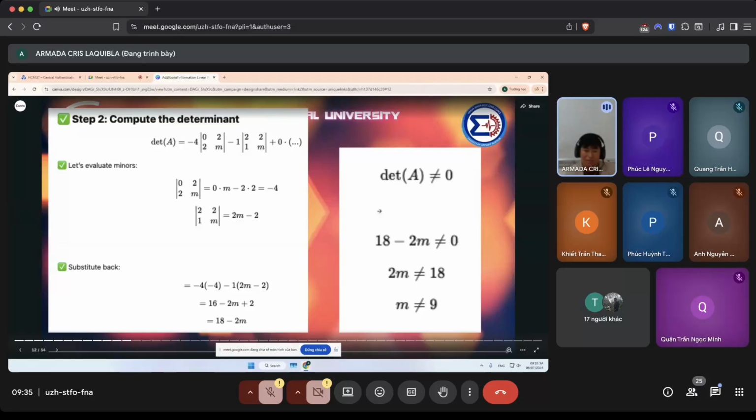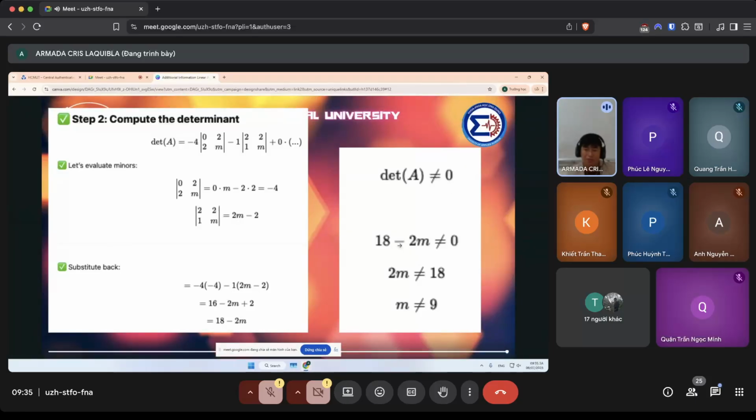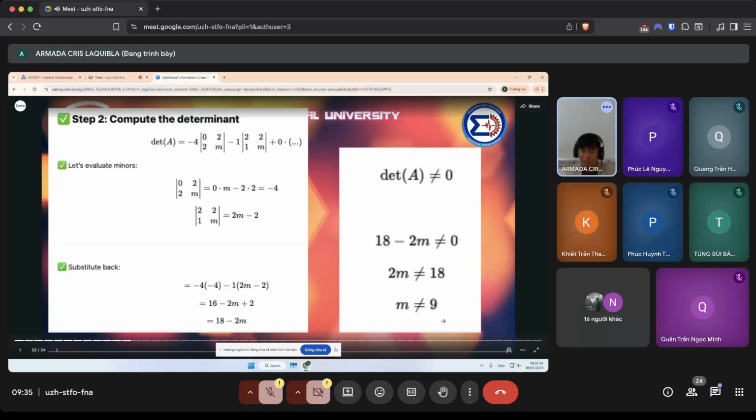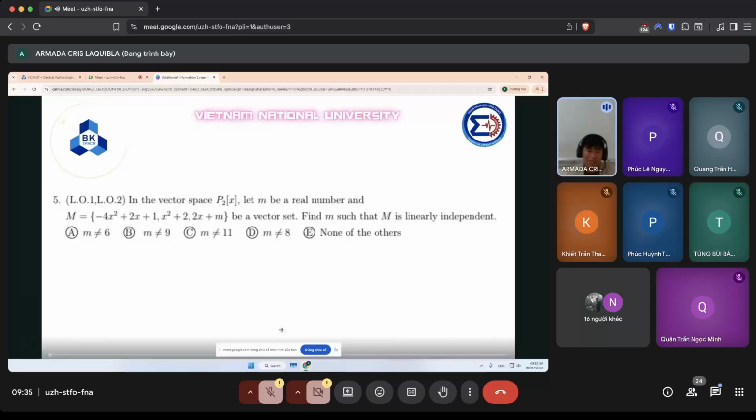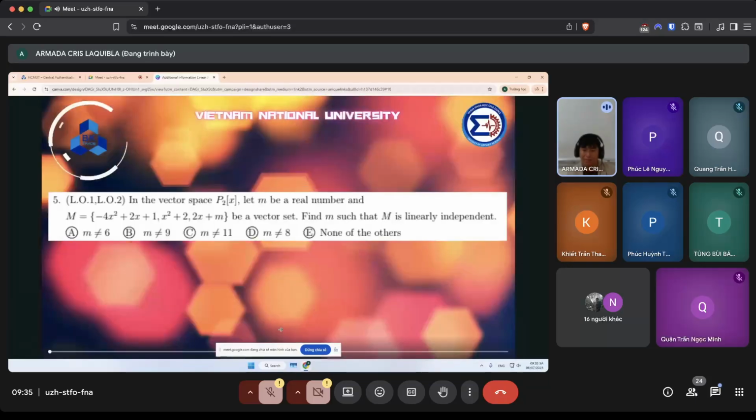Now, your determinant should not be equal to 0, and this is your determinant. So your 18 minus 2m should not be equal to 0. Transfer 2m to the other side. It becomes 18 is not equal to 2m, or 2m is not equal to 18 by symmetric property. Then divide by 2 there. Divide both sides by 2. Your m should not be equal to 9. And that's it. And where is that? Letter B. m should not be equal to 9.